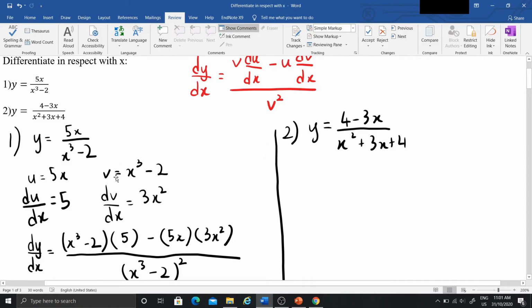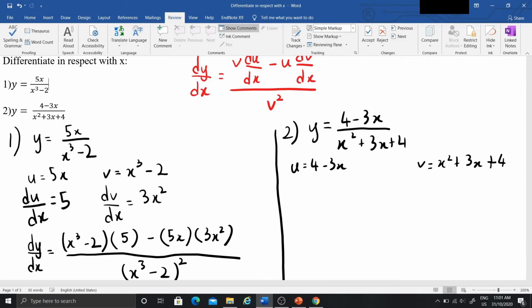Compare the steps between the first question and the second question. We need to identify what is u and v. As we can see, u is the numerator portion and v is the denominator portion. So let us write. u is 4 minus 3x and v is x squared plus 3x plus 4. Get the derivative for du/dx and dv/dx. du/dx is minus 3 and dv/dx is 2x plus 3.